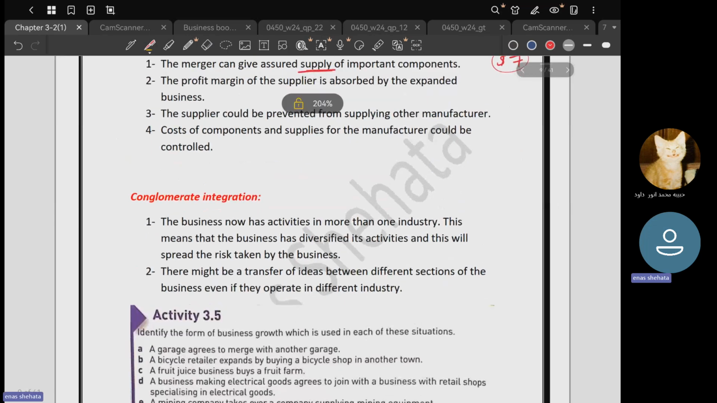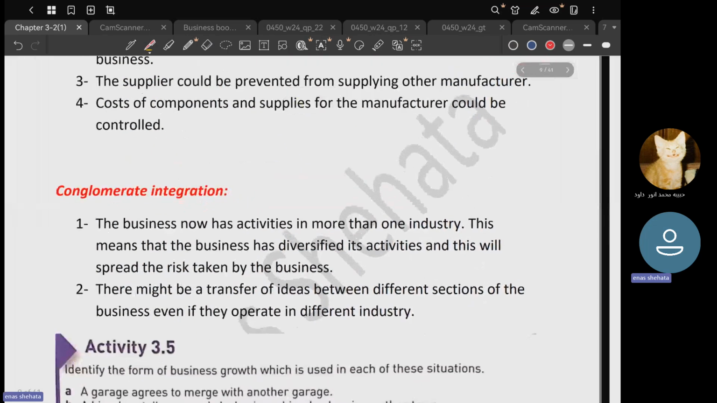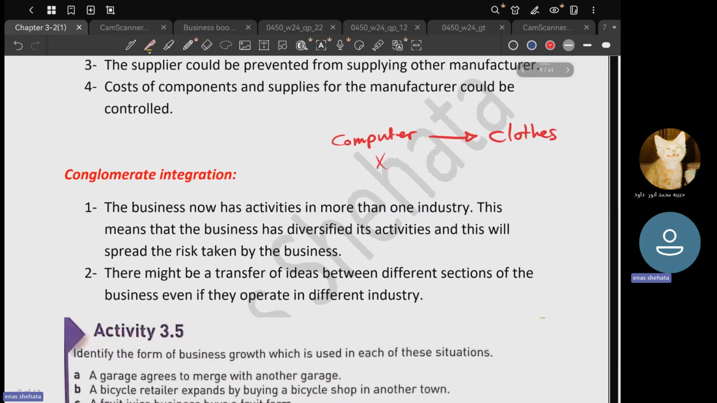But what about conglomerates? A manufacturer in the computer business takes over a clothes business. The business now has activities in more than one industry. And this means that I'm spreading risk. Why? If the computer industry has some problems, for example, a new firm enters with a new invention that takes the customers from me, would the clothes industry be affected? No, it will not affect it. This business will keep going well. So will I lose all my money? No, I will not lose all my money. So I'm distributing my risk.